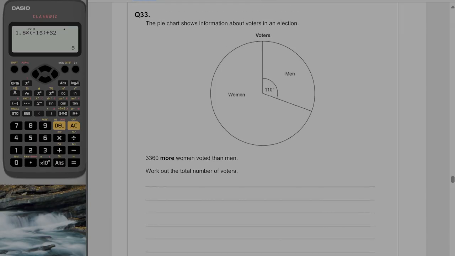Okay, question 33. The pie chart shows information about the voters in an election, men and women. 3,360 more women voted than men. Work out the total number of voters. Okay, so the first thing I'm going to do is to work out this angle here. So I'm going to do 360 minus 110. So that's going to be 250 degrees.